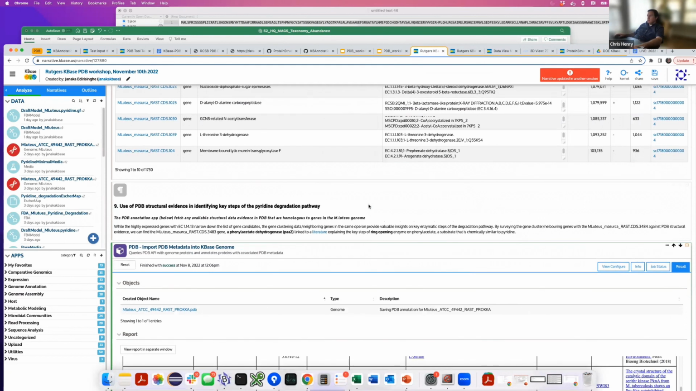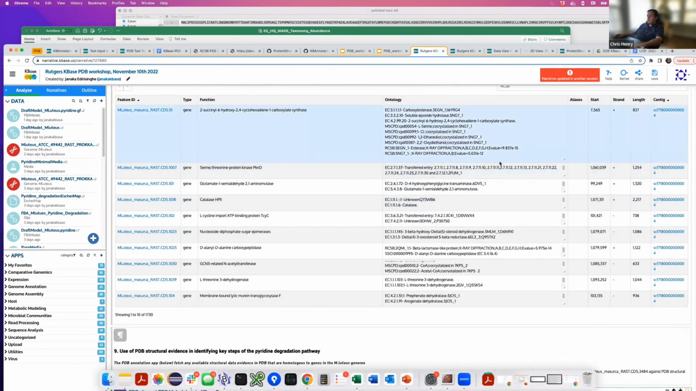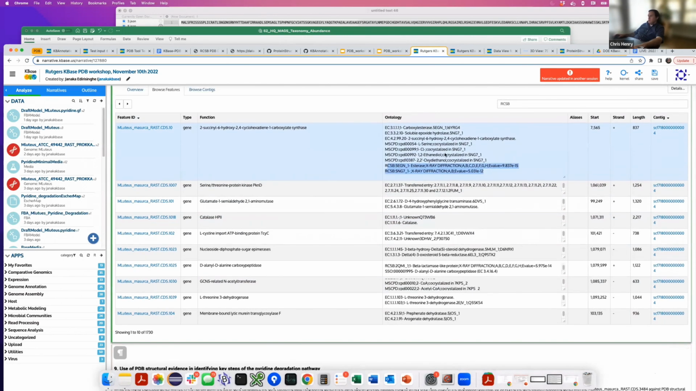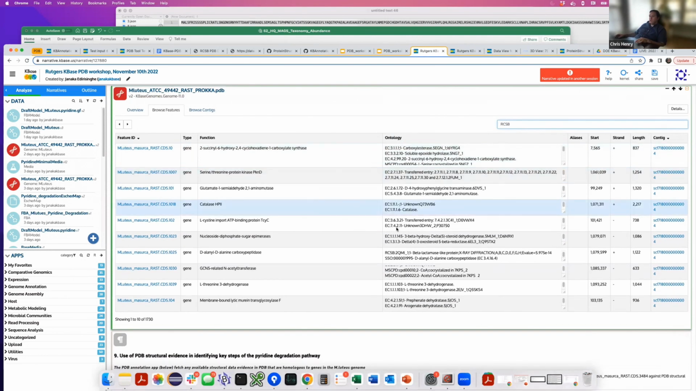So you've got those links, not just in this table, but also in these ontology terms, and you've got the RCSB IDs themselves. One of the nice things the RCSB gives you is that if you search in the genome for the letters RCSB, it will filter to only the genes in your genome that have a hit in RCSB. So this gives you a very quick readout on the structural coverage of your genome.